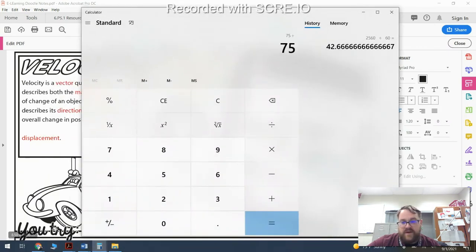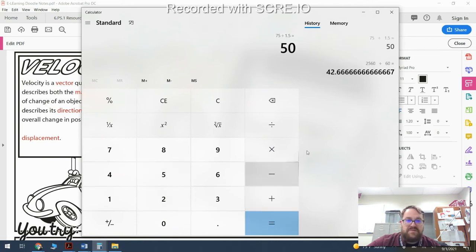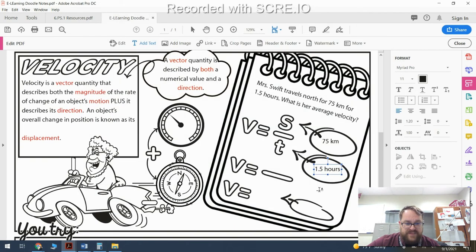75 divided by 1.5. Our answer here is going to be 50. So her velocity is 50 kilometers per hour. So we go km/h. That's how you would write 50 kilometers per hour. Or some people just leave that slash out altogether and just do kmh. But I prefer personally this way.